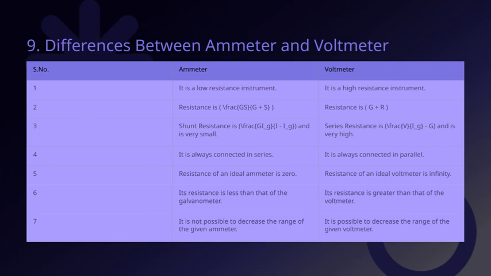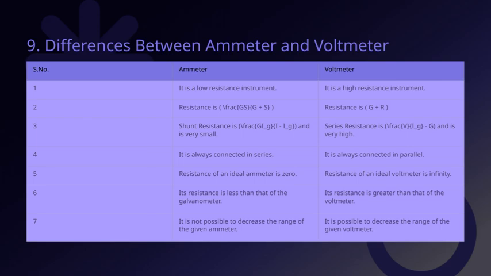Now, considering ideal instruments, an ideal ammeter has zero resistance, meaning it doesn't drop any voltage and doesn't affect the current flow. An ideal voltmeter has infinite resistance, so it doesn't draw any current from the circuit and measures voltage without influencing it. It's also important to note that an ammeter's resistance is always less than that of a galvanometer, which is a sensitive device used as a basis for these instruments. For voltmeters, their resistance is always greater than that of the galvanometer, of course, to ensure accurate voltage measurement.